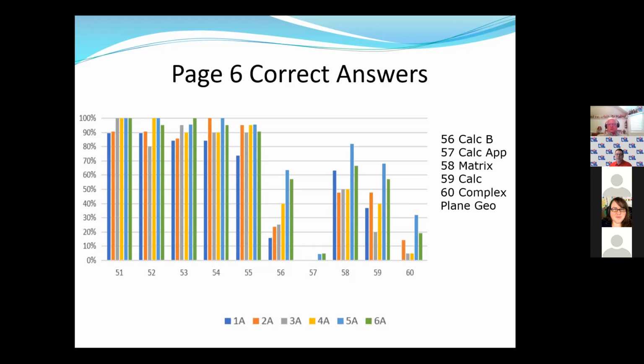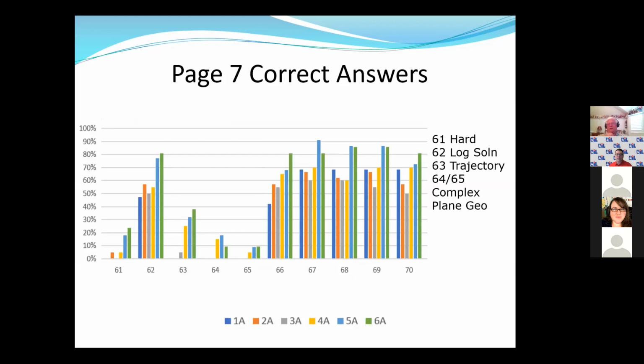Okay, if you bear with me for one more page, here's page 7. You have to appreciate now that the number crunchers are at the end of the test, right? So let's look at 66 through 70.